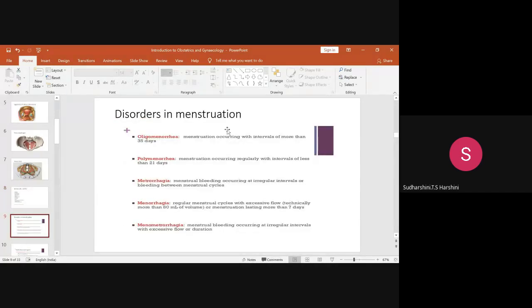Now coming to disorders of menstruation, these are a few terms. Everything is in your book. You just listen. That's all.